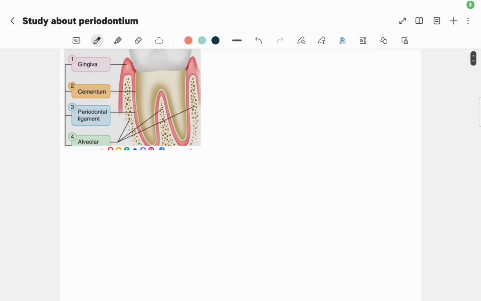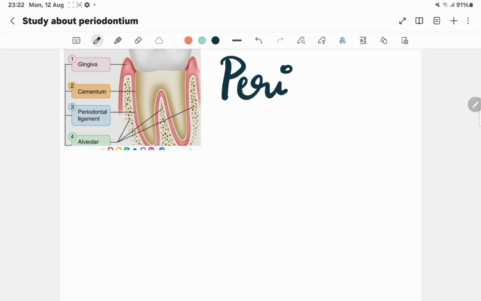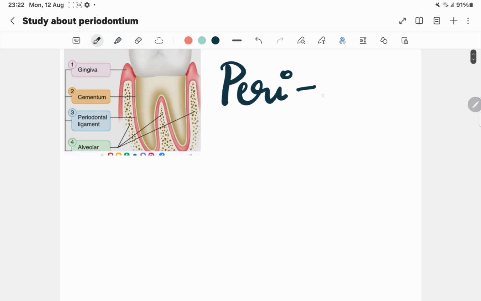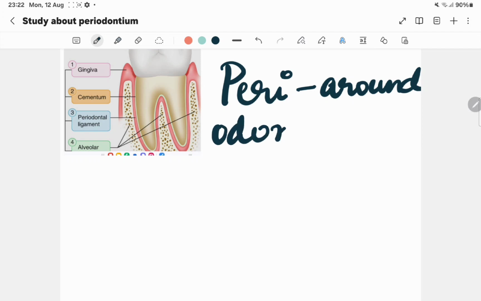Today we are going to study about the periodontium. Peri, this is all derived from Greek. These are Greek words. So peri means around and odont means tooth. So literally speaking, around the tooth.